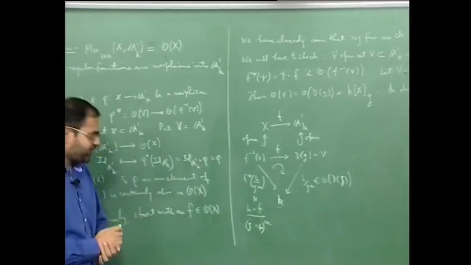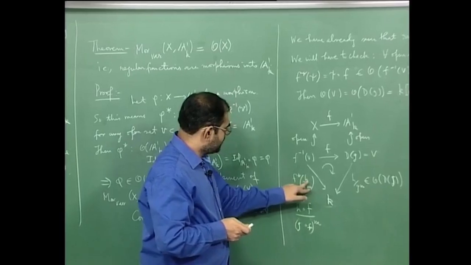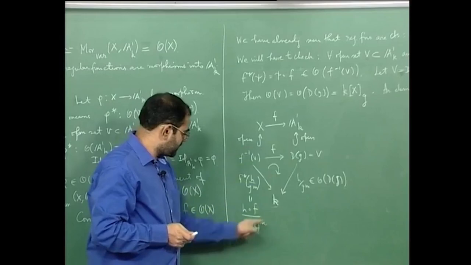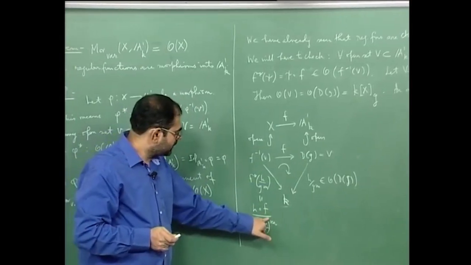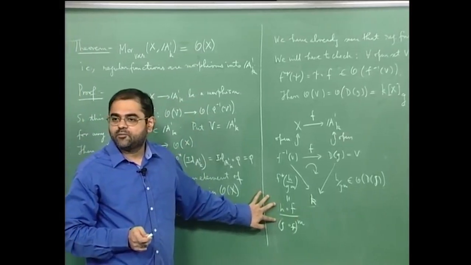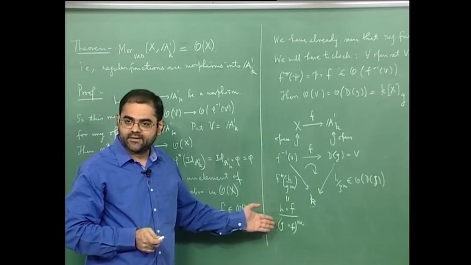G circle F to the M, right, yes, please check that, it's F followed by H divided by F followed by G whole to the M, yeah, thank you. So I'll have to check that this is a regular function. I mean, if you think about it for a moment, you will not hesitate to realize that this is a regular function.